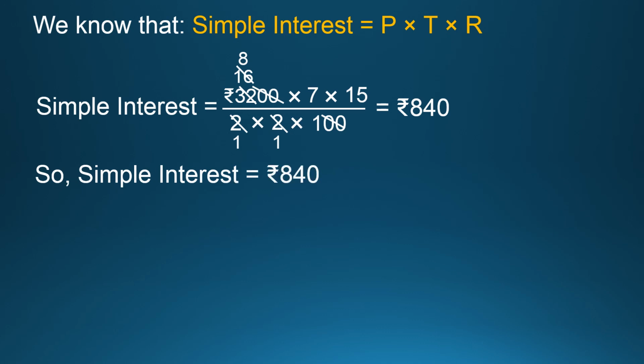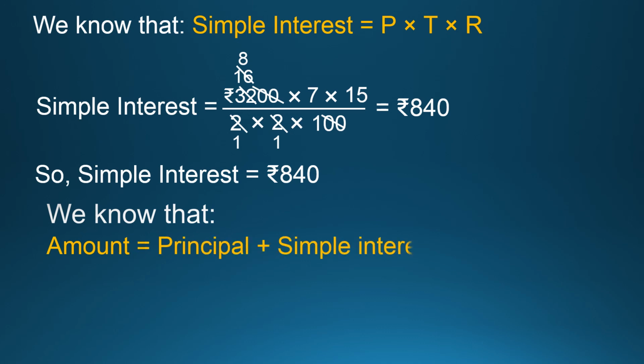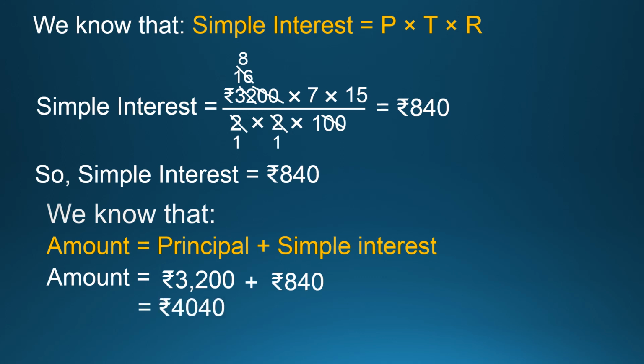Now we find the amount and we know that amount is equal to principal plus simple interest. Now put the value. Principal is equal to rupees 3200, so write down rupees 3200. Then write plus symbol as it is. And simple interest is equal to rupees 840, so write down rupees 840. Now do the addition. We get rupees 4040. So amount is equal to rupees 4040.